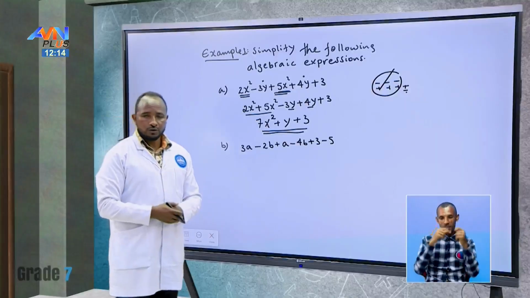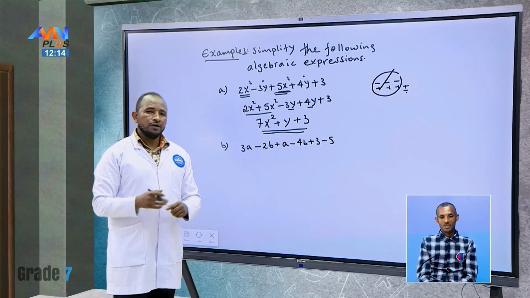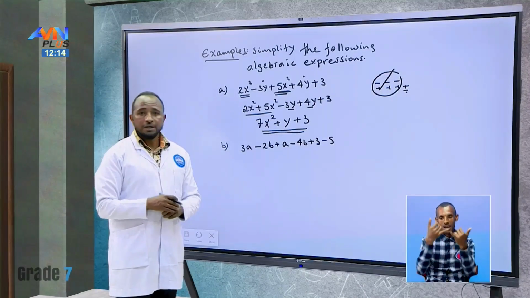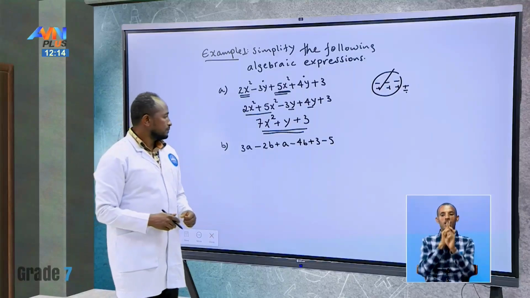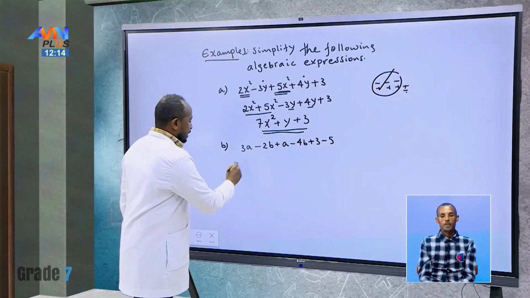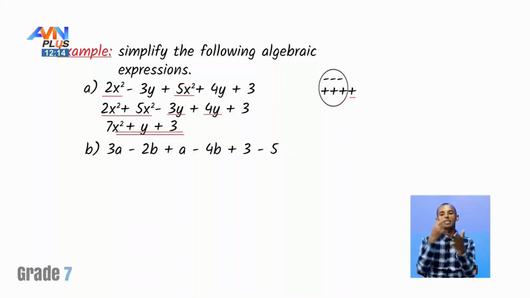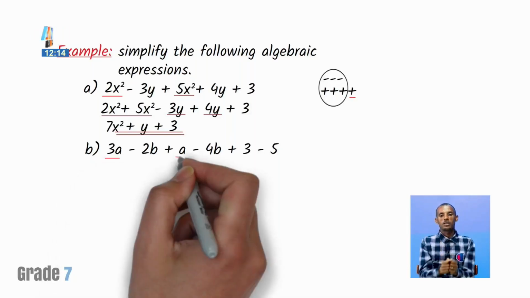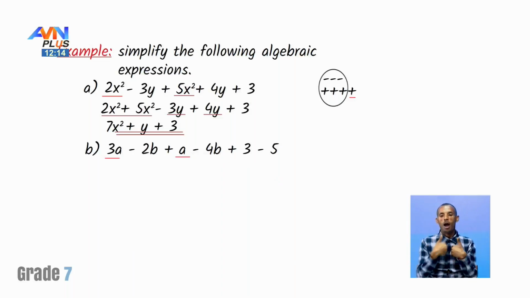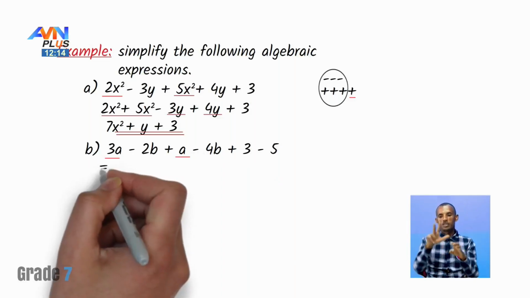Have you tried the question? Very nice. Now, let's see the answer together. To simplify this expression, we put like terms together. For 3a, the like term is plus a here. So let's put them together: 3a plus a.